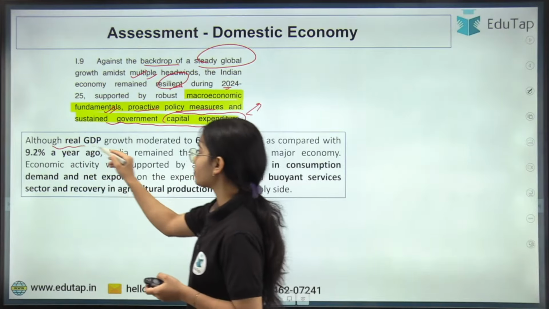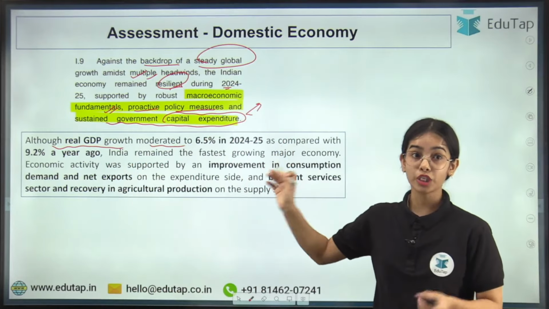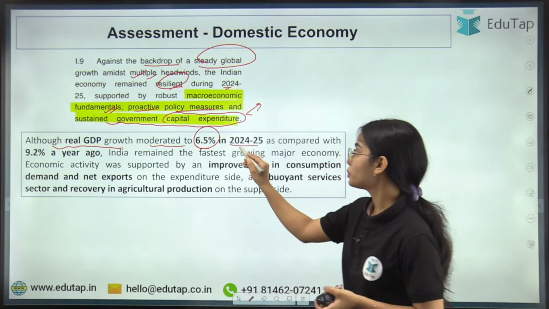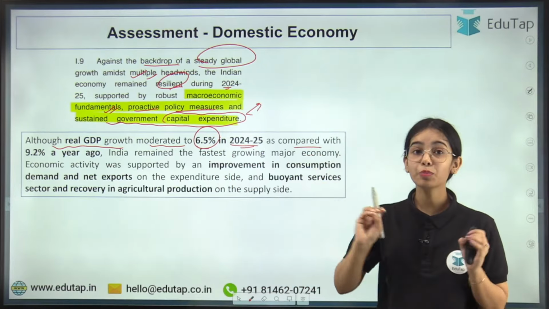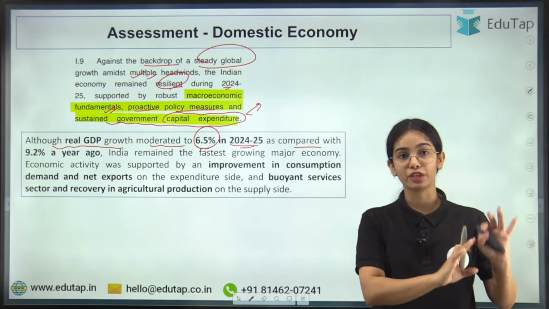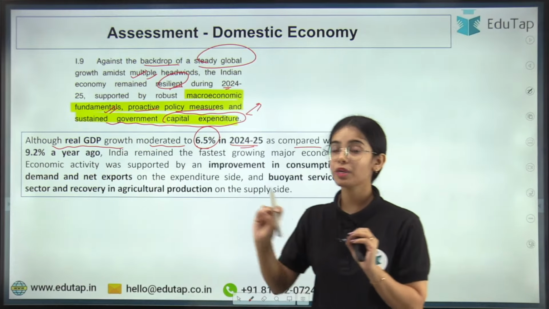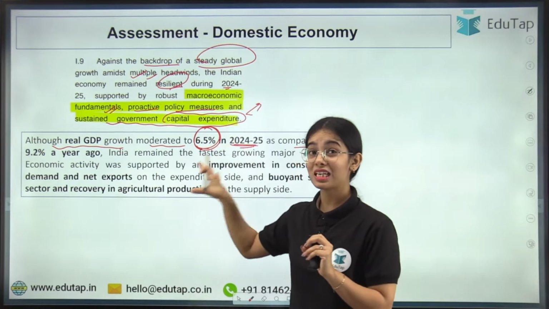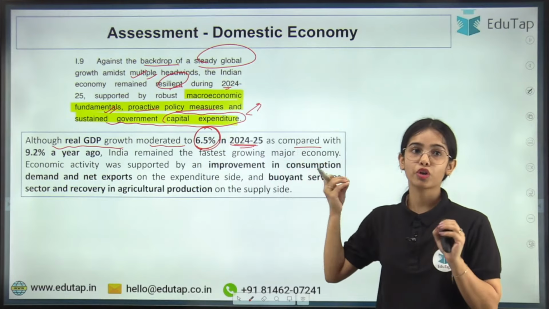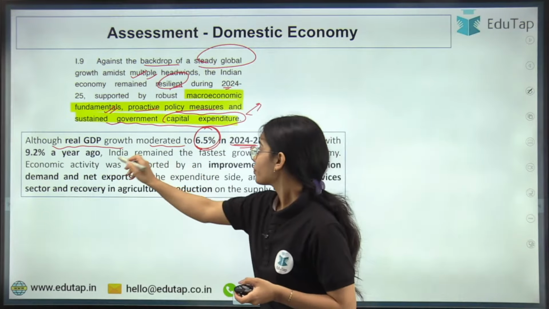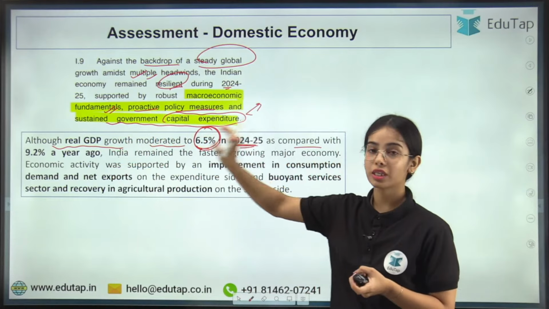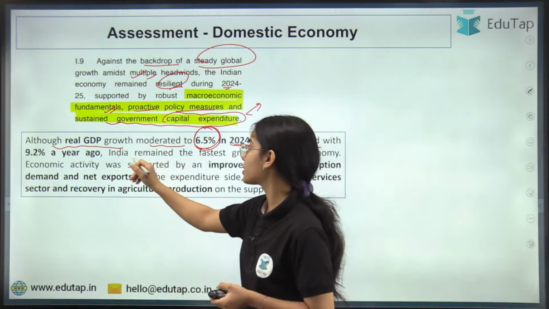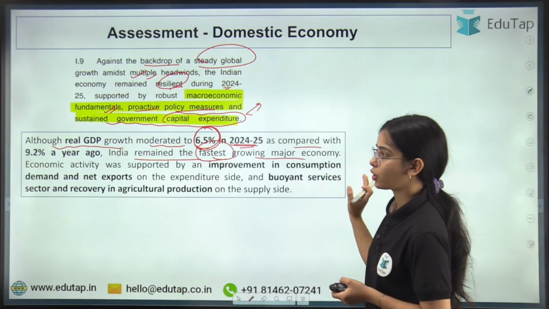Now, although the real GDP growth has moderated, very important data point, the real GDP growth has decreased to 6.5% in 2024-25 as compared with 9.2% in 2023-24. So you can understand that the real GDP growth is good in 2024-25, but it is still much lower than the real GDP growth of 2023-24. So the real GDP growth has moderated to 6.5% in 2024-25, but still India remained the fastest growing major economy.